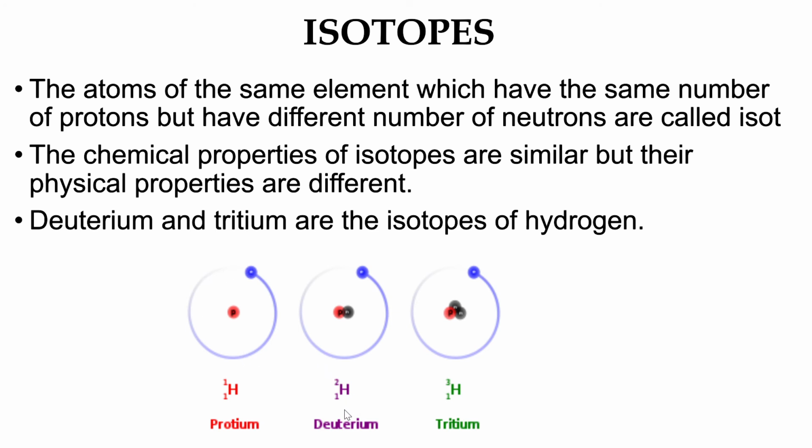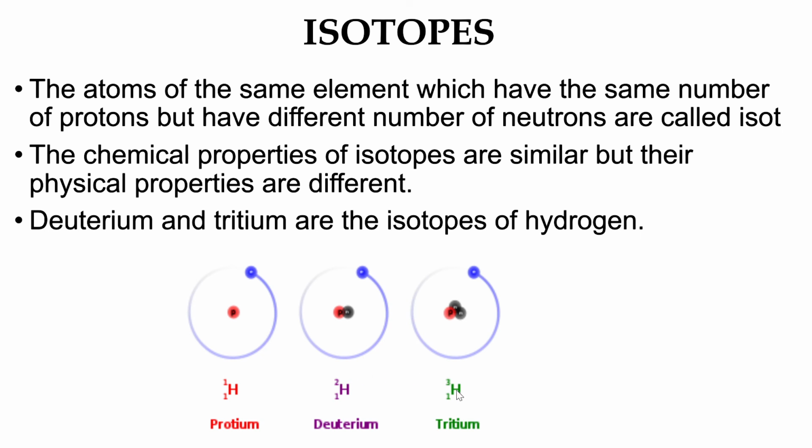Whereas when we come to deuterium and tritium, here also we have got 1 as the atomic number, but you see the mass number is different. Here the mass number of hydrogen is 1, since we don't have any neutrons. Here we have got 1 neutron, no doubt 1 proton is there, along with 1 proton 1 neutron is there, so 1 plus 1 is 2.